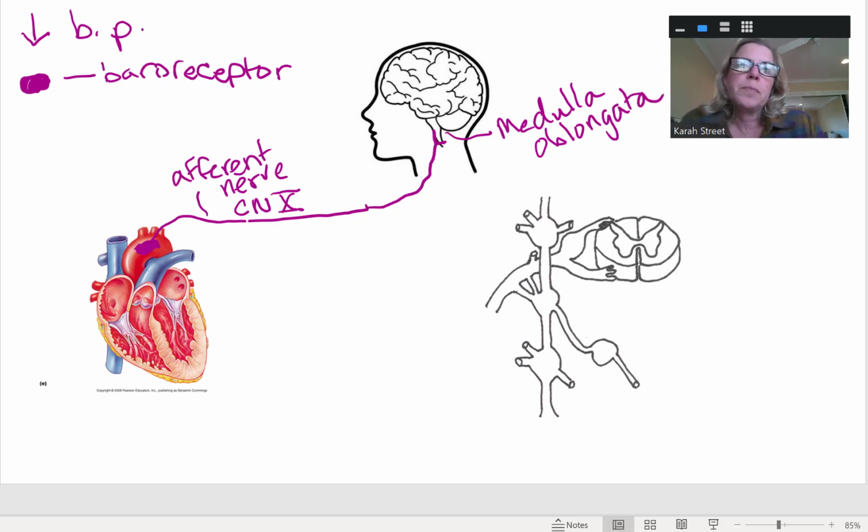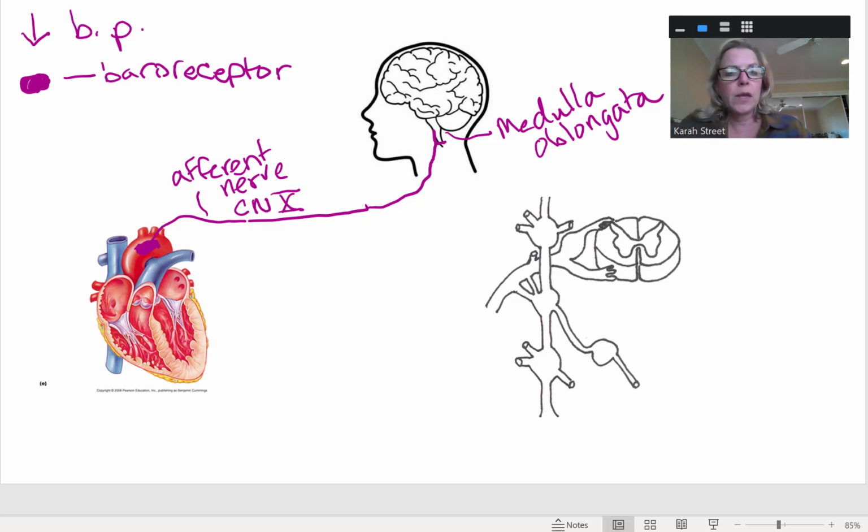Fewer action potentials to the medulla oblongata tells the medulla oblongata that blood pressure is dropping. The medulla oblongata is the integration center. What appropriate output command should we send to the heart? And the answer is increase heart rate. This will help bring blood pressure back up to where it should be. Well, that is a sympathetic division response.